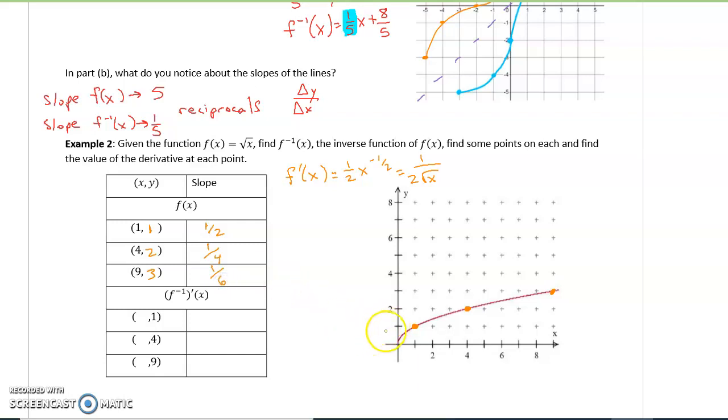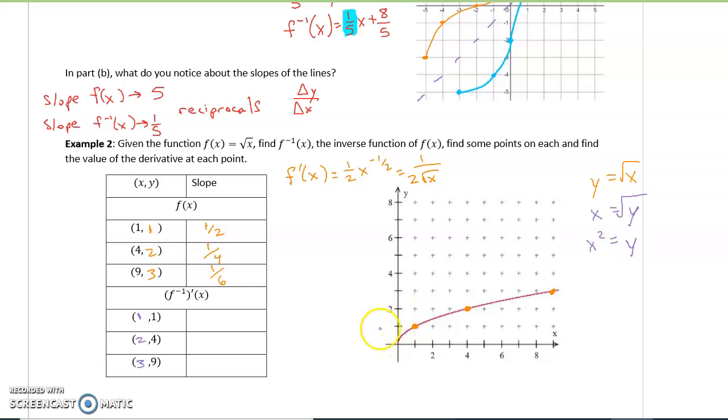Okay. It shouldn't be terribly surprising that as we progress from left to right, our slope is going to decrease from 1/2 to 1/4 to 1/6, etc. All right, so now we want to consider the inverse function. Well, we're going to take 1, 1 and flip the x and the y. We're going to take 4, 2 and flip the x and the y. We're going to take 9, 3 and flip the x's and the y's. In fact, we're going to take the equation y equals the square root of x, and we're going to flip the x and the y. And then if we wanted to solve for y, we get y equals x squared.